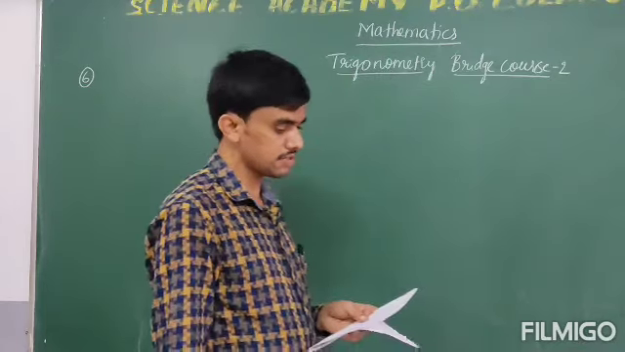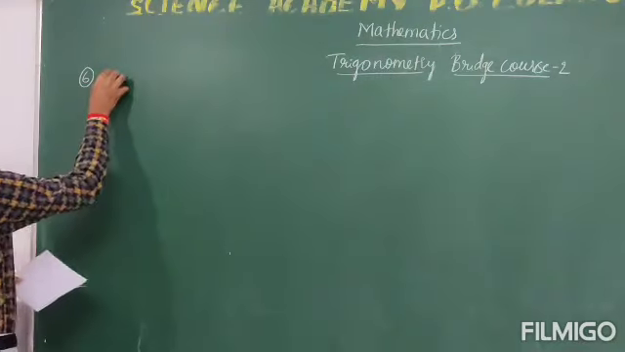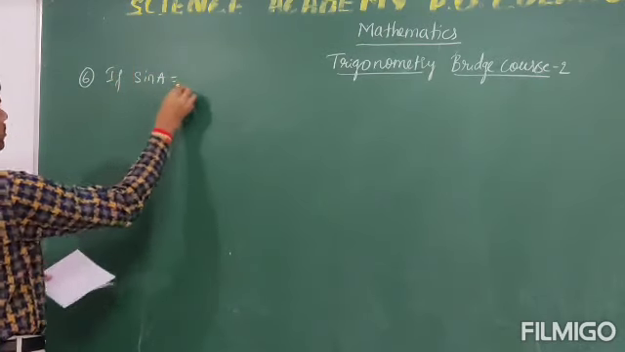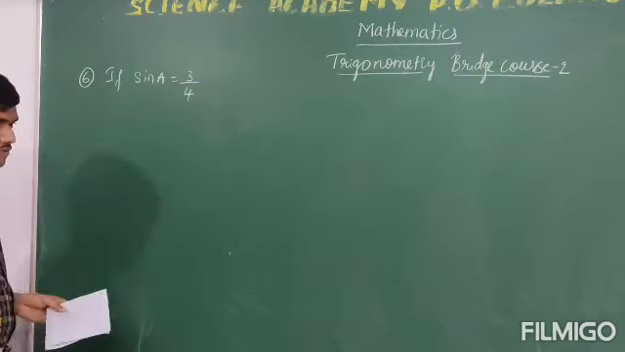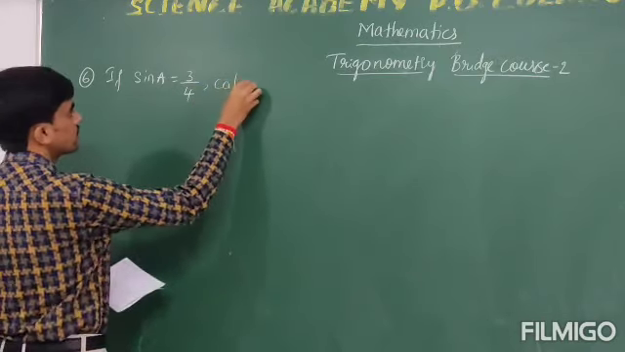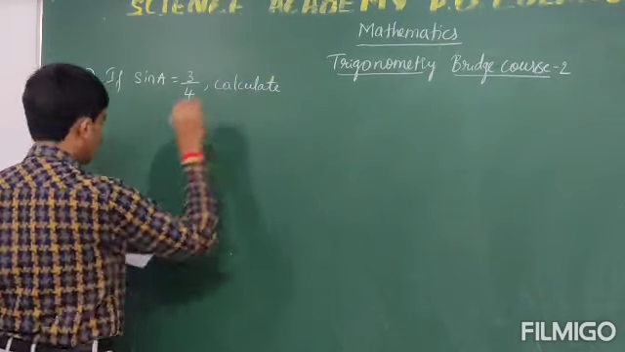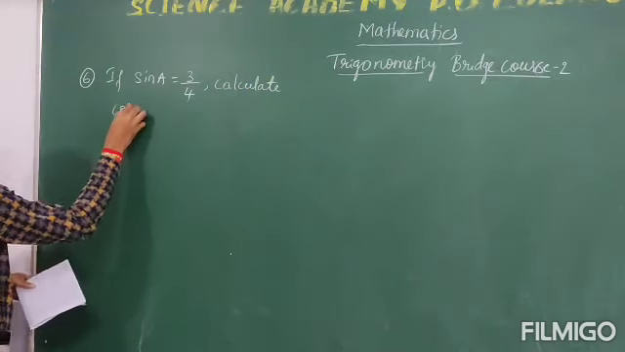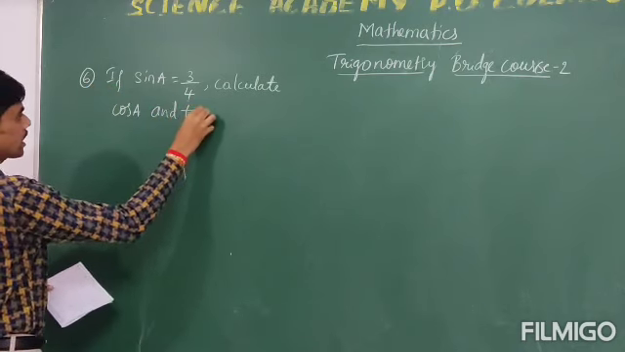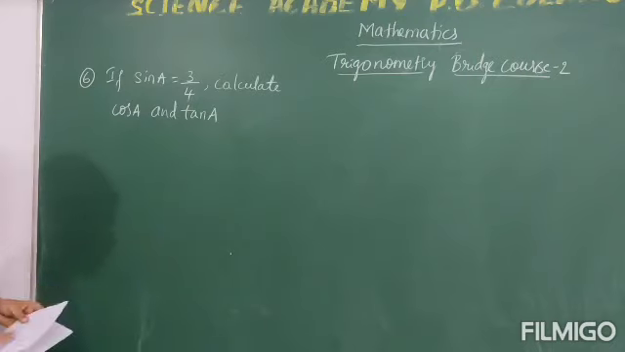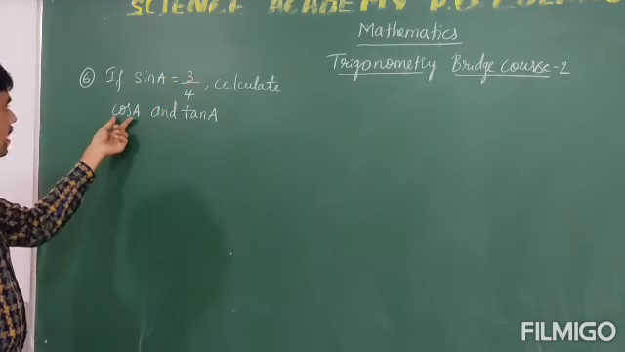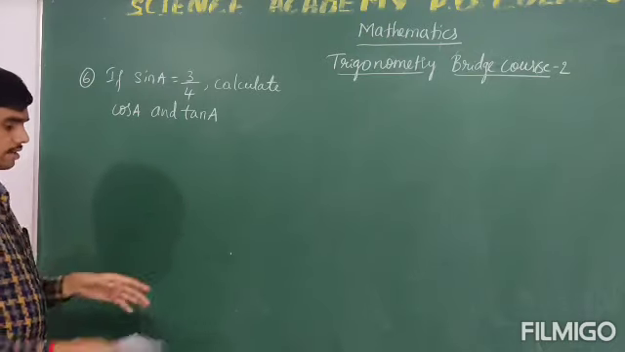So, problem number 6: if sin A is equal to 3 by 4, we have to calculate cos A and tan A. They have given that sin A is equal to 3 by 4. We find the value of cos A and tan A.